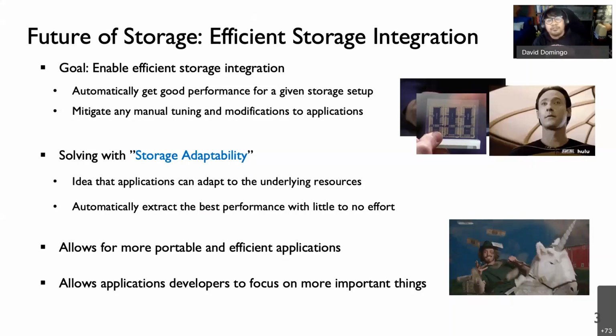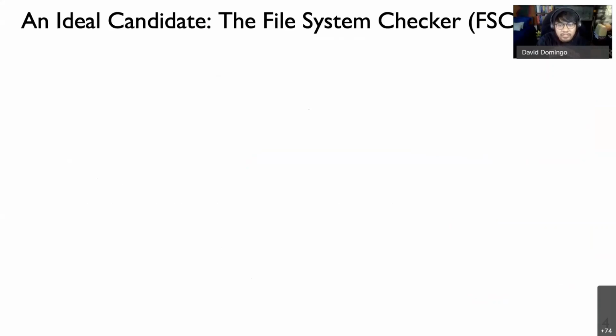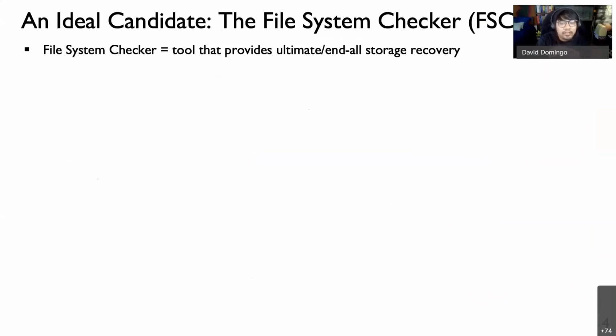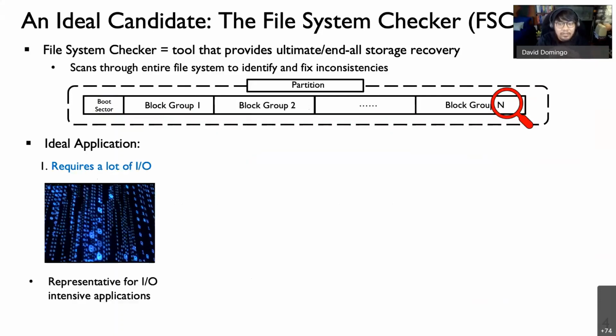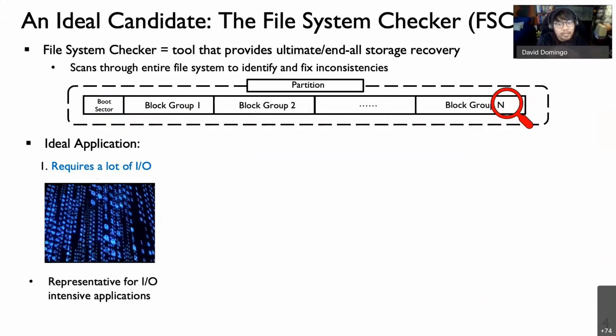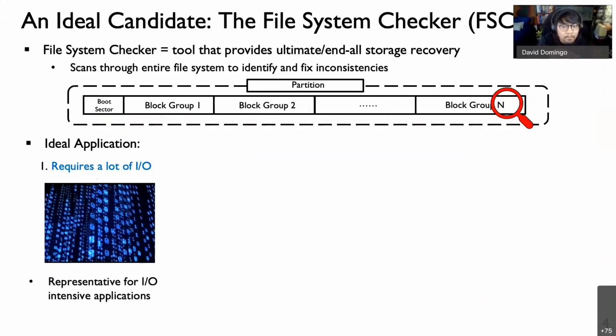So where does storage recovery fit into this? So we found out that storage recovery tools such as file system checkers are actually great candidates to explore some of these ideas for storage adaptability. For those that are unfamiliar, file system checkers repair corrupted file systems by scanning through all on-disk metadata and fixing errors along the way. And these checkers are ideal because first, because the checker has to scan the whole file system, the checker requires a lot of I/O, which makes a good representative for I/O intensive applications.